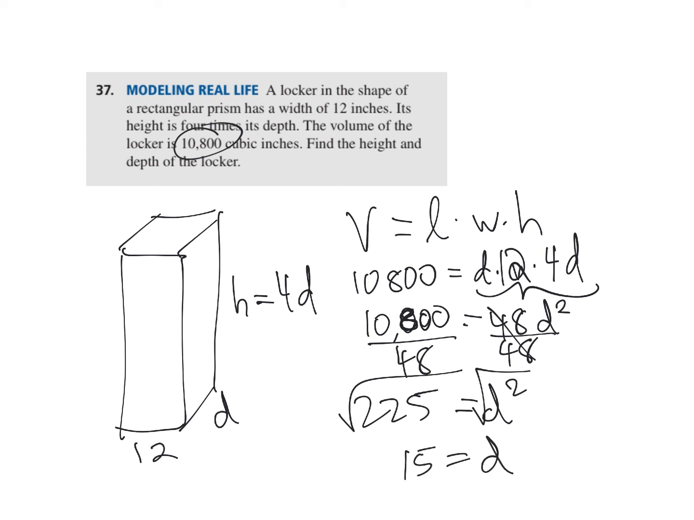So find the height and the depth. So the depth is 15, and 4 times that is going to be 60. So it's 12 inches wide, 15 inches deep, and 5 feet high. So pretty close to what ours are. All right, let's go on to number 39.